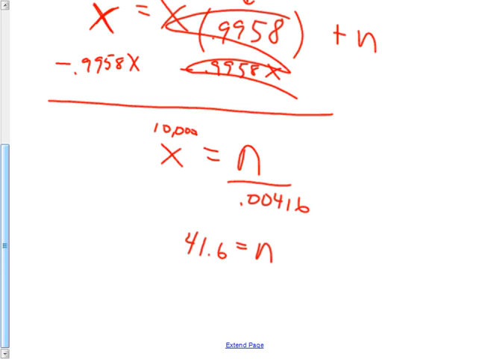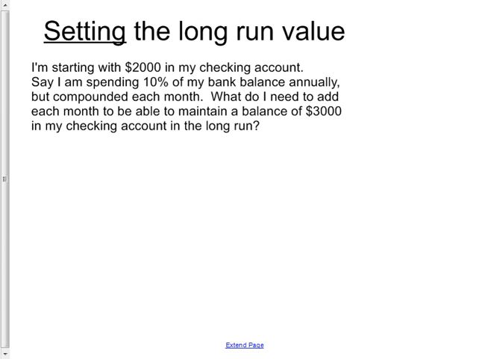They tell you that. All right, so let's look at one just like that. Here it is. I'm starting with 2,000 in my checking account. Say I'm spending 10% of my bank balance annually, but compounded each month. What do I need to add each month to be able to maintain a balance of $3,000 in my checking account in the long run?